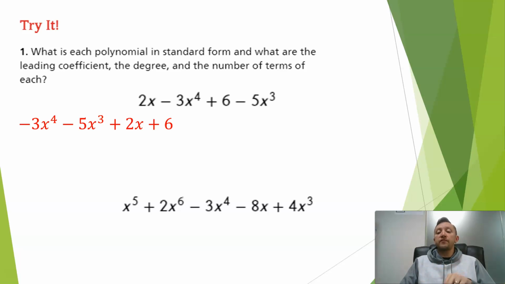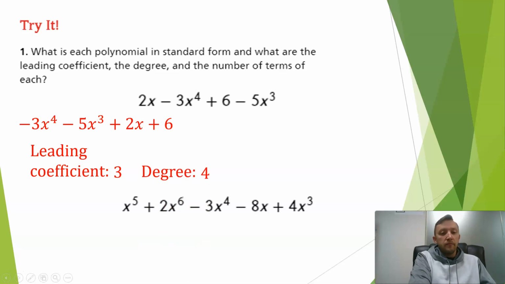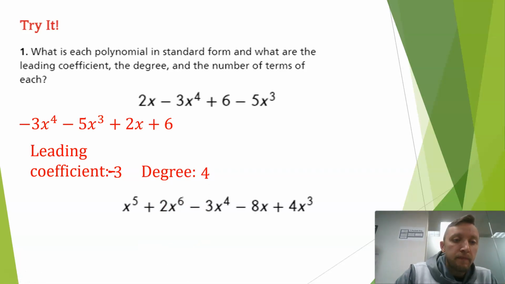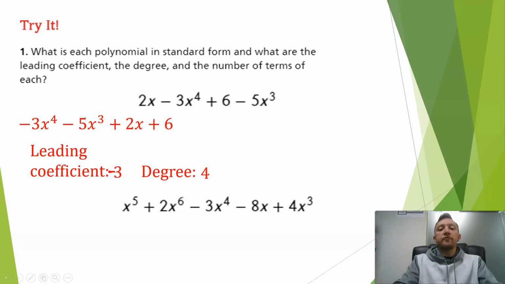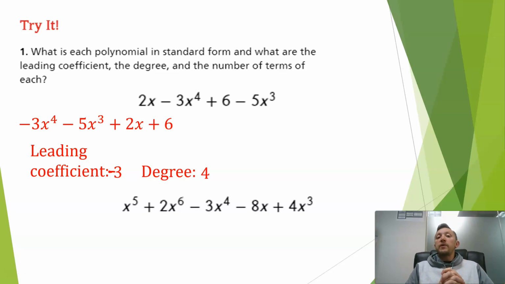All right, so the next thing it asks for is, what is the leading coefficient? The leading coefficient then would be, so this is supposed to be a negative 3. So let me write that in there. It's supposed to be a negative 3, so there's a typo there. So the leading coefficient would be negative 3. The degree would be 4, so the largest exponent would be 4.